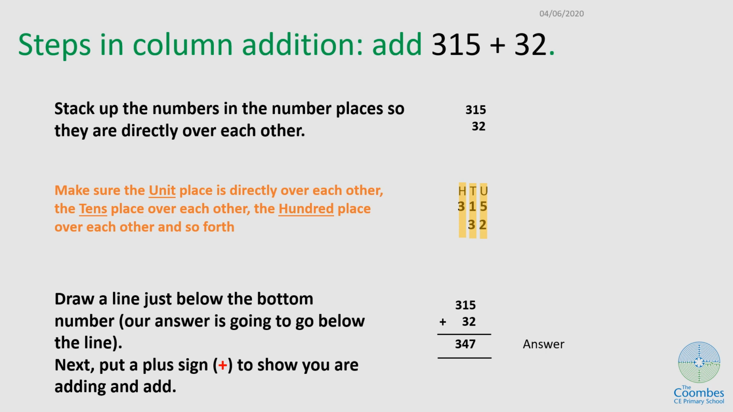So if I add 5 and 2, I'll get a 7. 1 add 3 will give me a 4. And 3 add nothing is still 3. You can see my answer is 347.